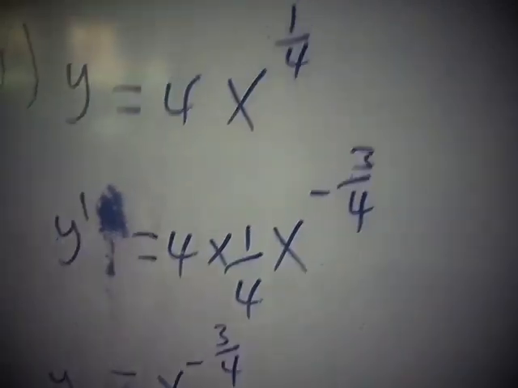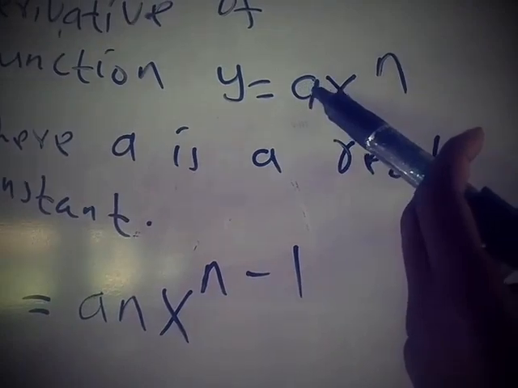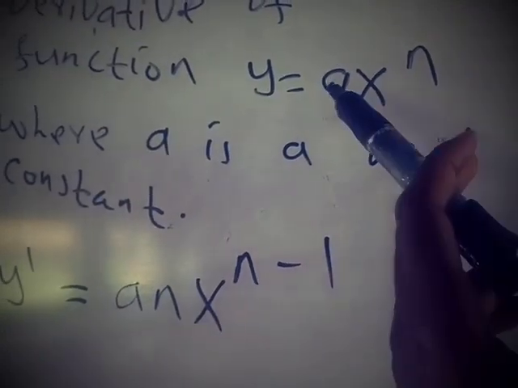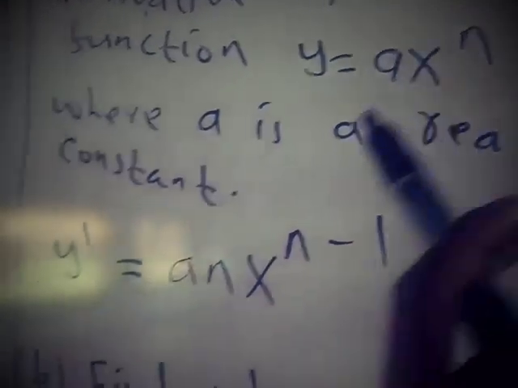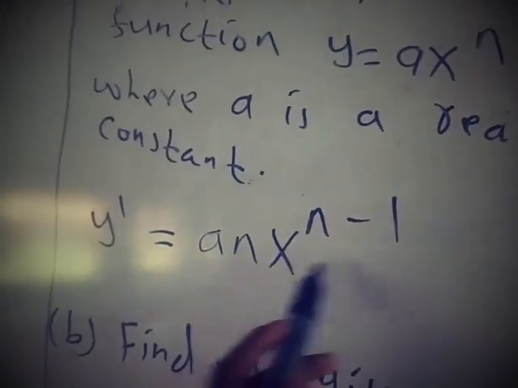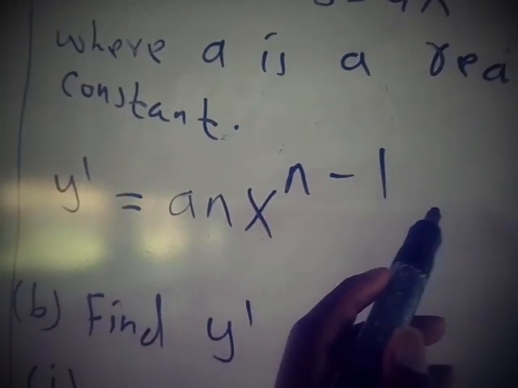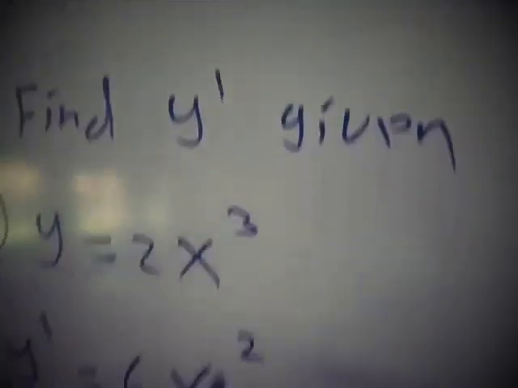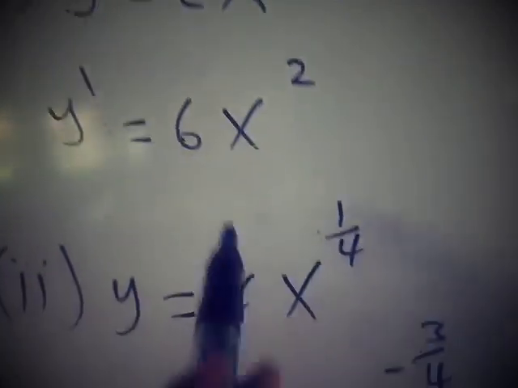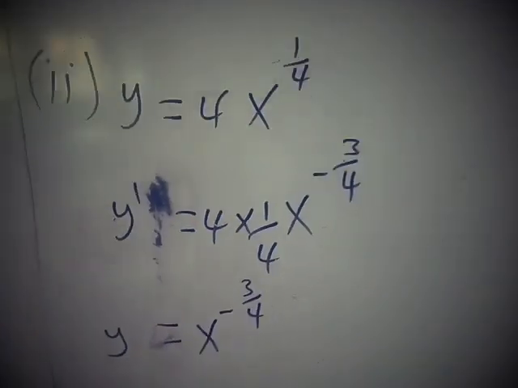As simple as that. So when you are given a function y is equal to a x power n, where a is a real constant, you simply multiply the index with a and x, then you reduce the index by 1, as we have done in this example here. So it is as simple as that.